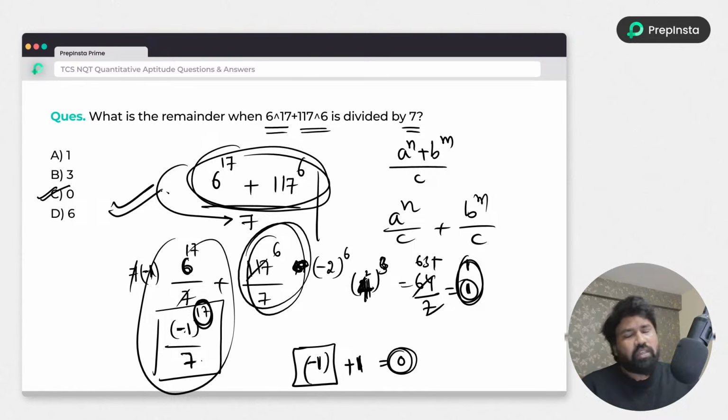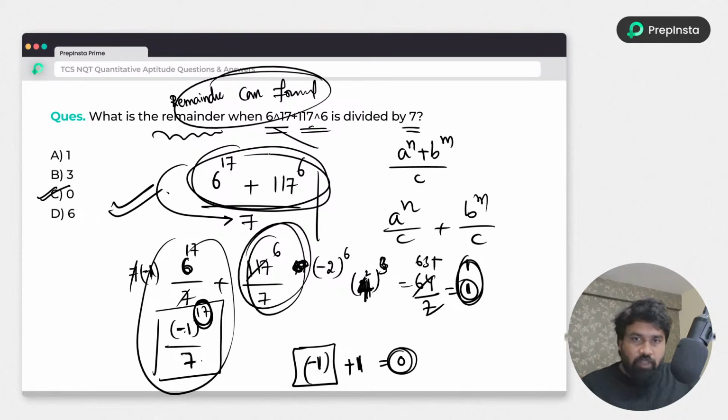This is how you need to do it, guys. To be honest, if you guys don't know about remainders concept and formulas, this cannot be solved. You need to have a good knowledge about it. Every time you have to remove the 7 multiple, then you will get it.